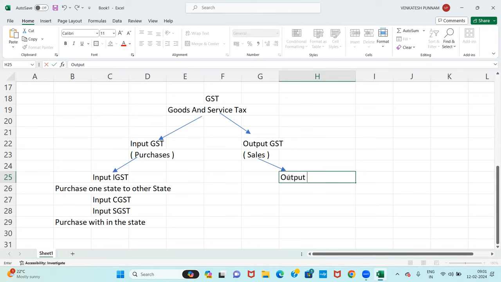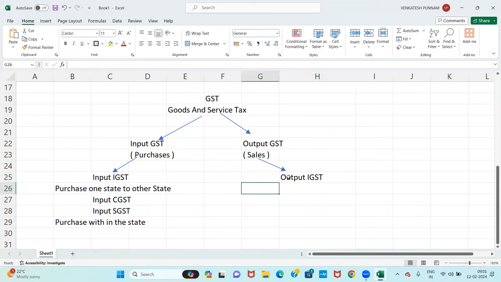Output IGST. When I want to calculate output IGST, my dear students, it is for sales from one state to another state. For example, I am from Andhra Pradesh. When I am doing sales to Odisha, to Karnataka, to Maharashtra, or to any other state, that time I want to calculate output IGST.